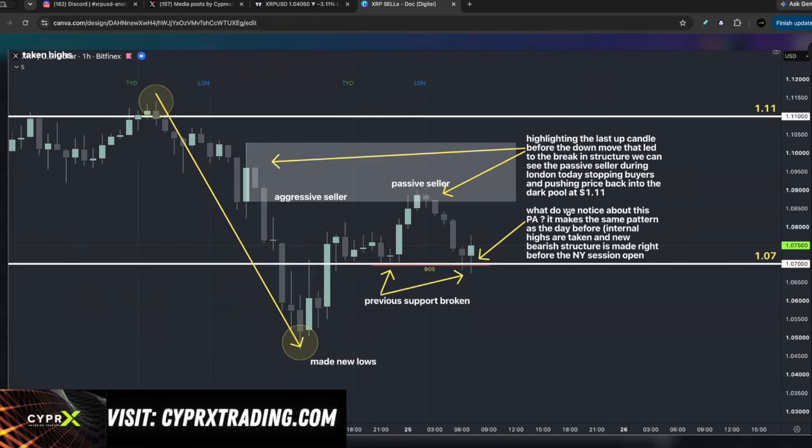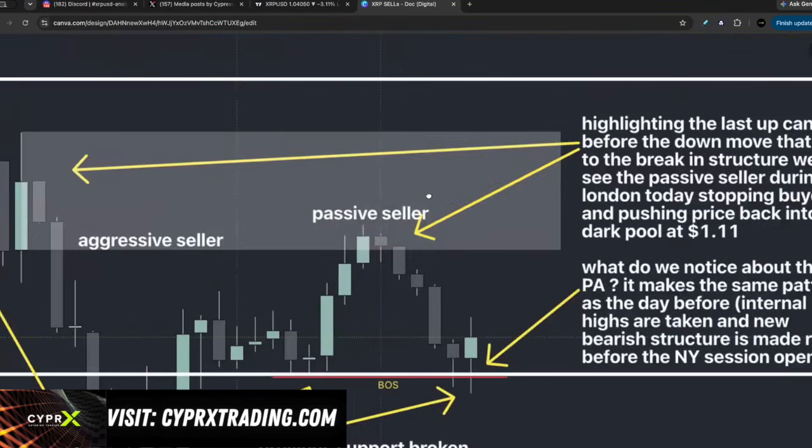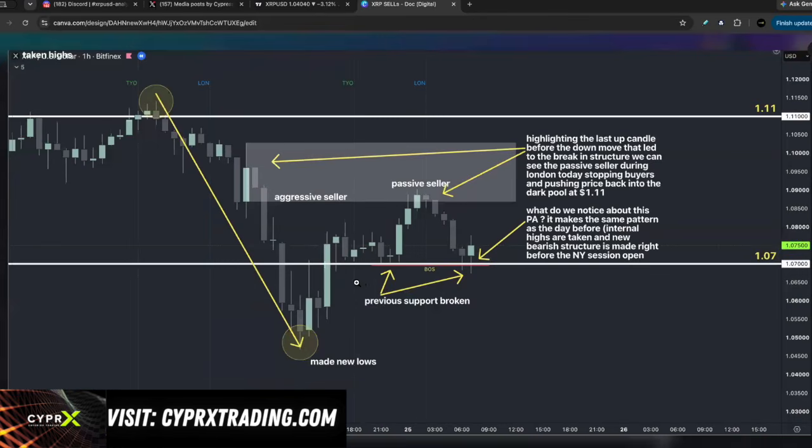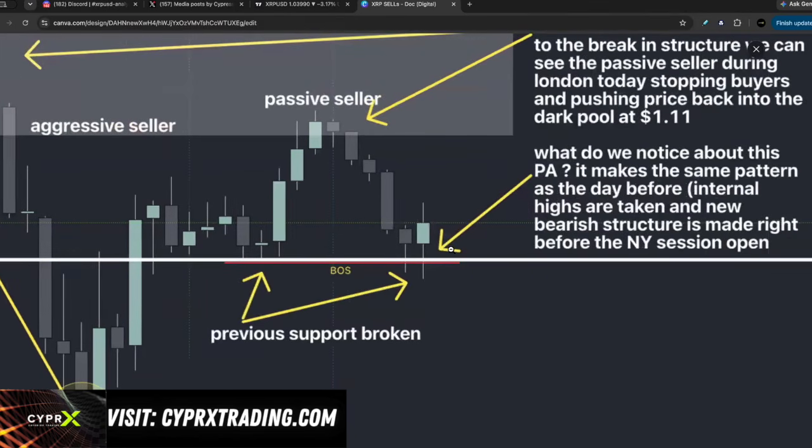But before I read this little tiny note, what do we notice about this new leg here from this London session high down into this new session low? What happens? The sellers engulf all that buy volume. Good job, Rick, right? Very simple. We create a new structure low.